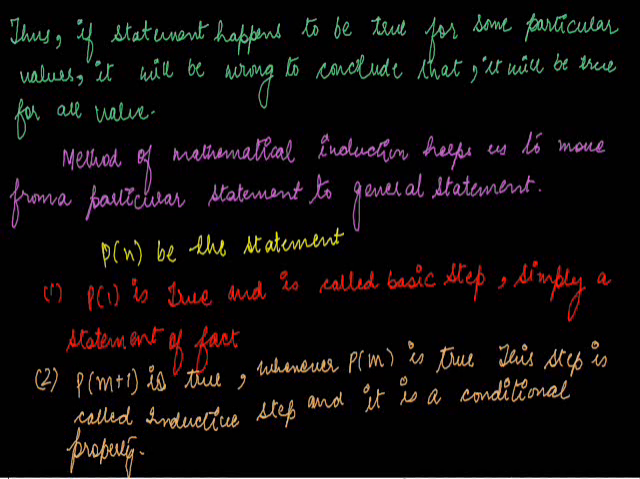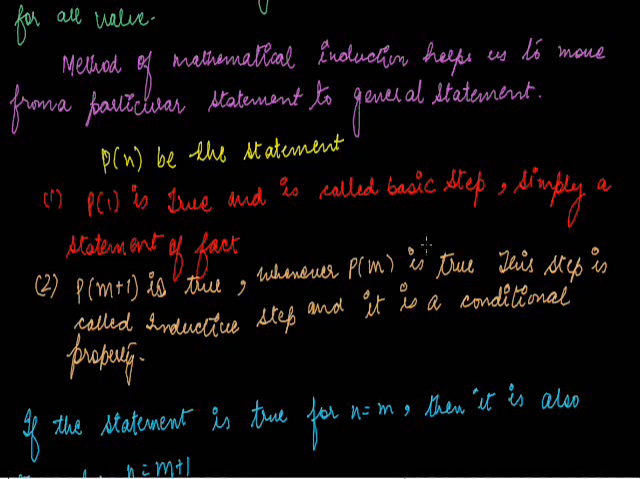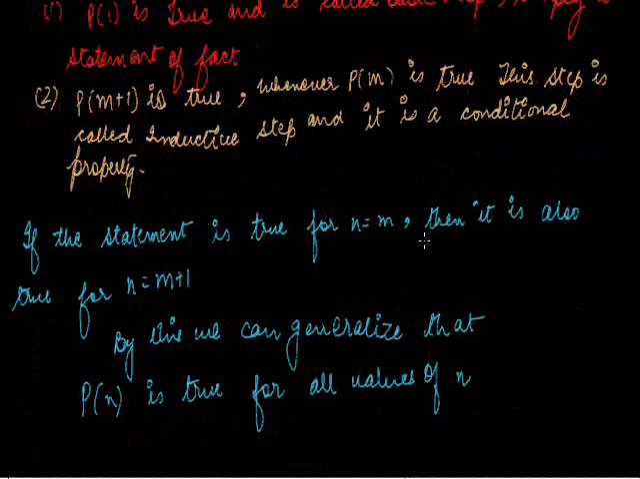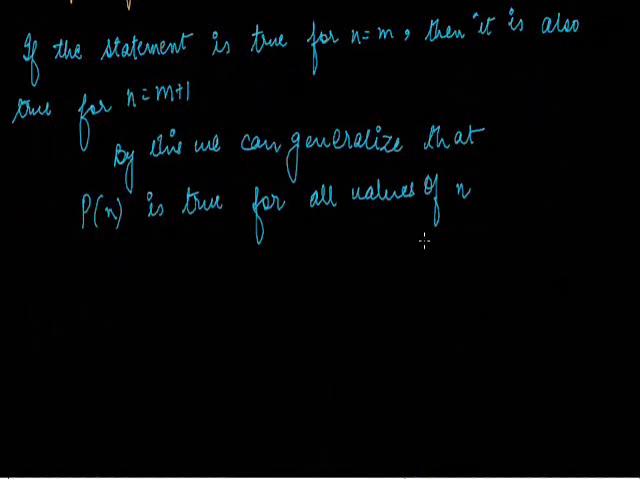Let Pn be the statement. These are the steps. If P1 is true, it is called the basic step, which is simply a statement of fact. Then if Pm plus 1 is true whenever Pm is true, this step is called the inductive step, and it is a conditional property. So if the statement is true for n equals m, then it is also true for n equals m plus 1. By this we can generalize that Pn is true for all values of n. Let's start with some examples now.